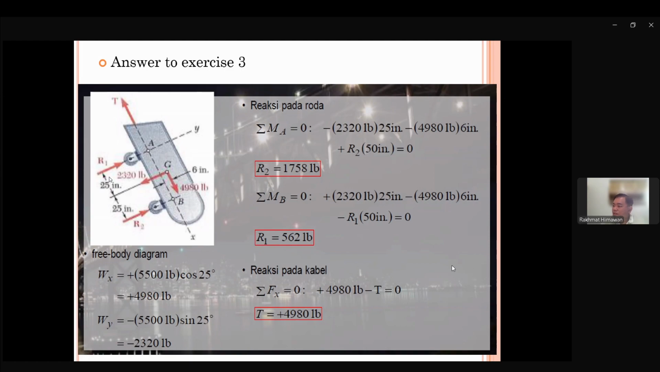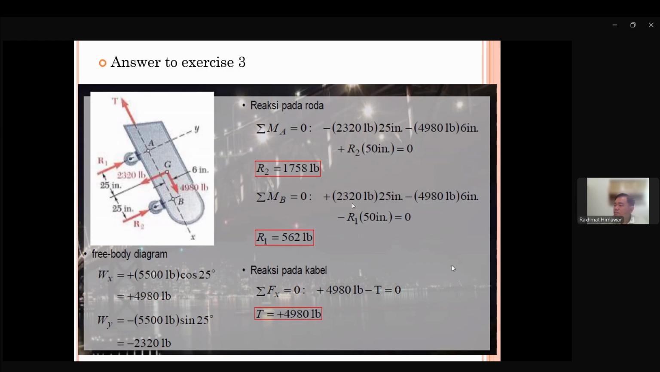Now let's find R1 then. How can we find R1? Then use the moment. Say moment B. In point B, we don't know R1. T, we don't need to know because it has no distance. R2, we know it already, but we don't need to find R1. And this one, this and this.